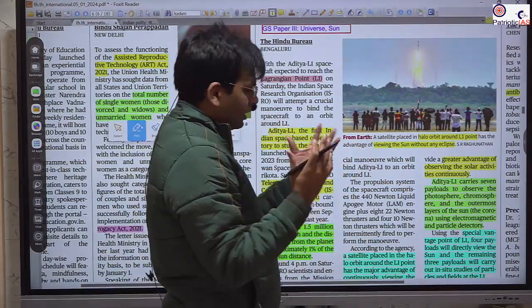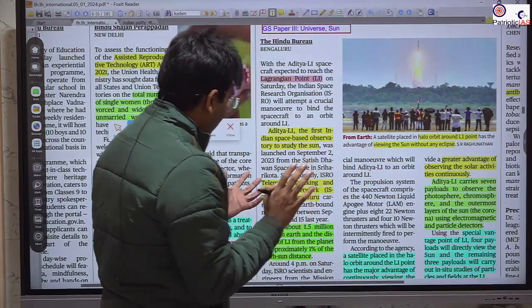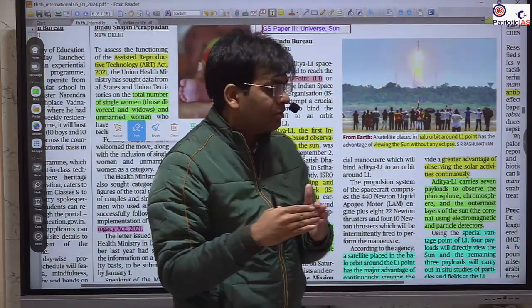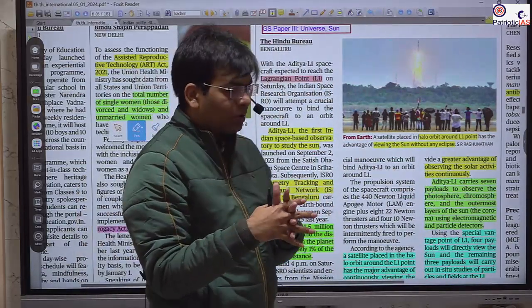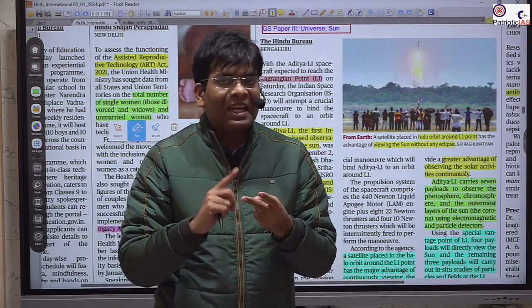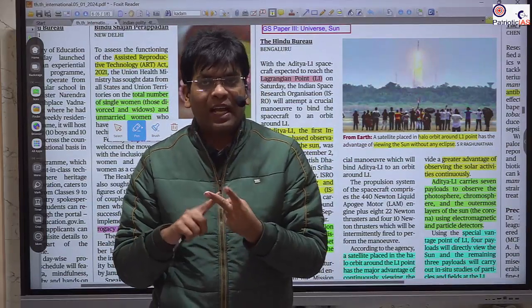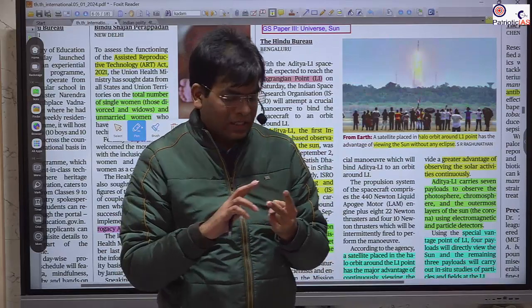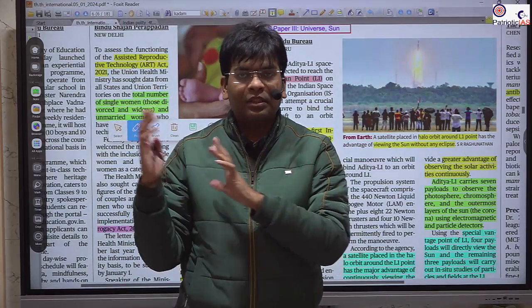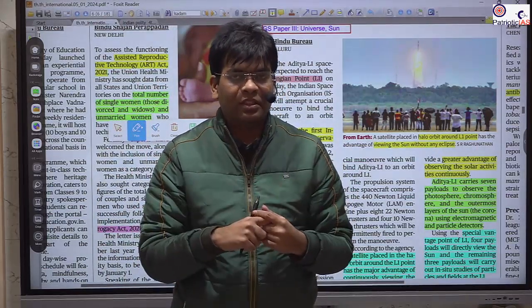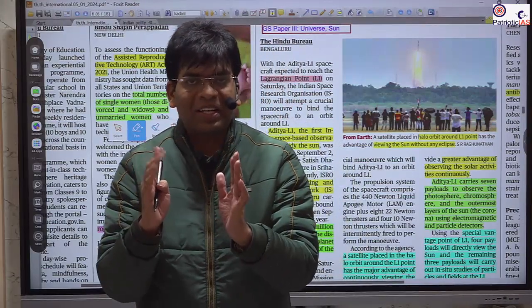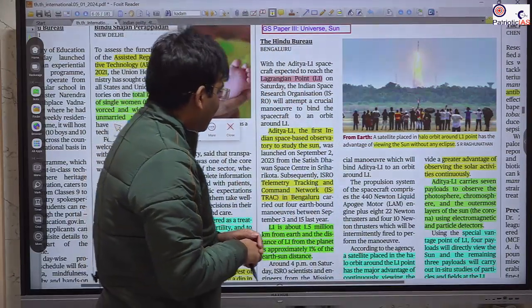Like that, in celestial bodies there are such points. There are 5 points in the sun and earth system where the forces of these two bodies cancel each other. The most important points are L1 and L2. L2 is good for observing the universe, but L1 is good to observe the sun. That's why we are sending this Aditya to L1.